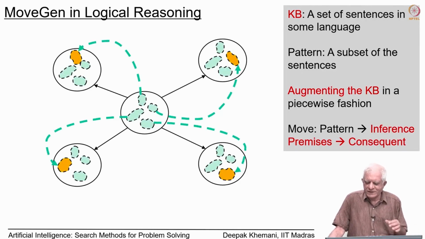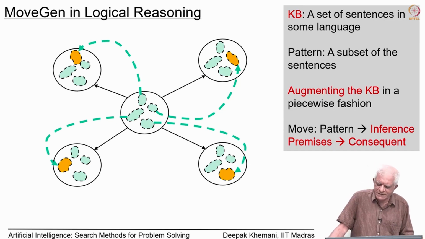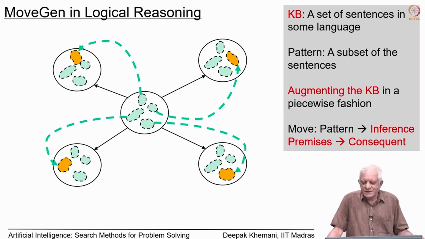What is different, what I have written in red here, is that it is a knowledge base that you are talking about, it is not a state. At that time we were talking about a state, and so the knowledge base is a set of sentences in some language, and obviously it could be describing a state, but that is another matter. A pattern is a subset of those sentences.